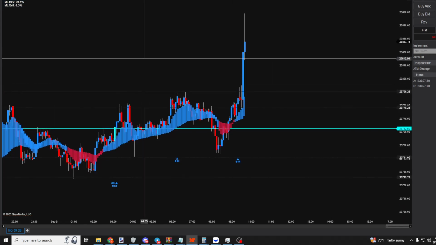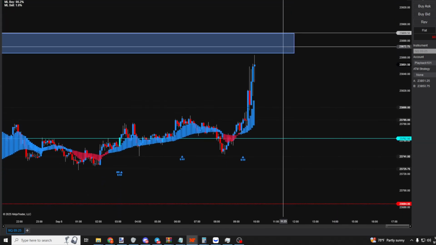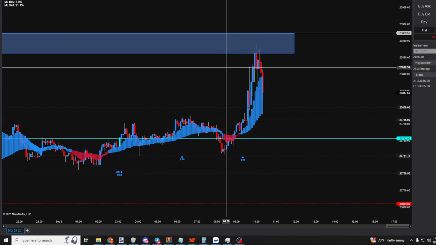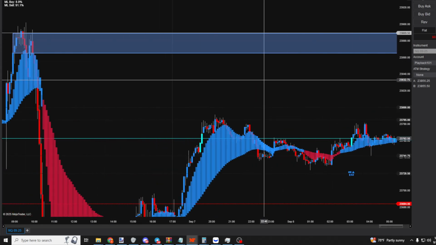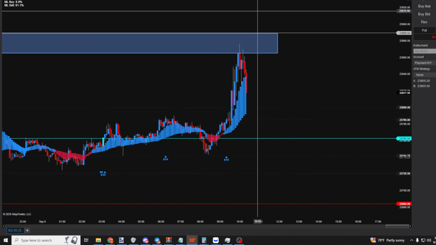There we go. So as we continue to push up, we're going to imagine what happens here. We're going to pause that right there. This is very important. Notice how the level that I established right here immediately rejected. This is the rejection.